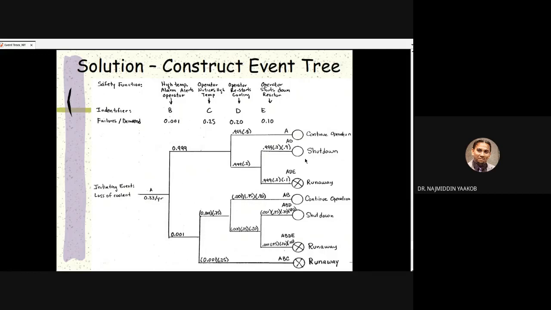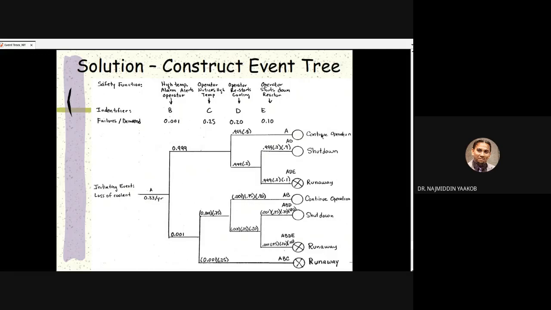So 0.8 times 0.99 is this value. 0.99 times 0.8. The same goes to here. 0.99, this is the value, times the failure, 0.2. And you get the continue operation. The same goes to here. If it is a failure, if it is a success, you go up.